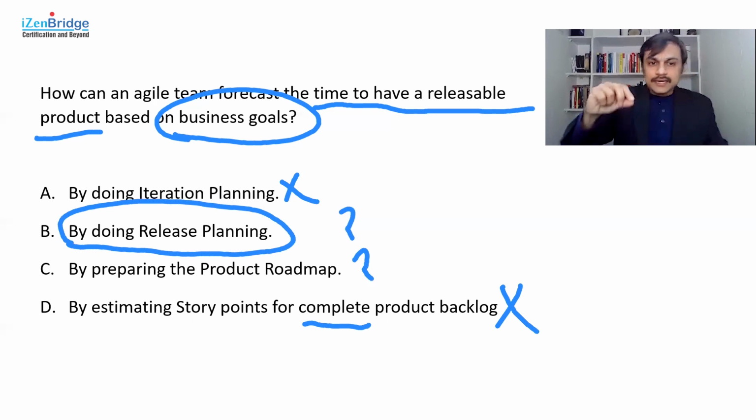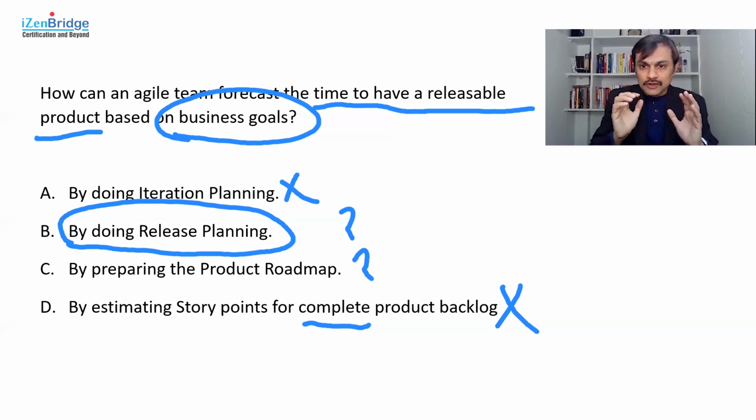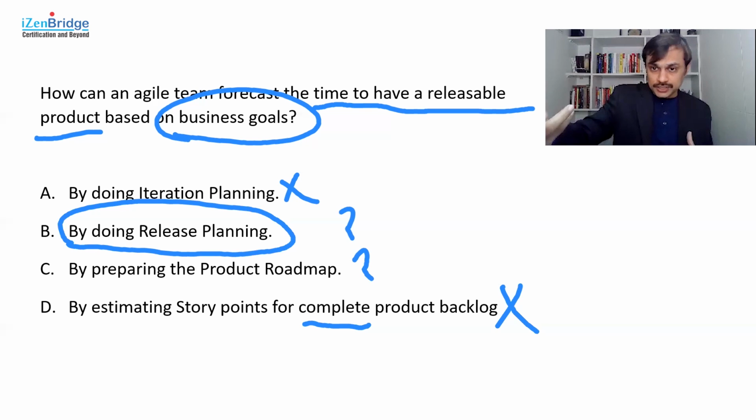The reason is that the definition of release planning is primarily inclined towards giving a forecast of a time for a releasable product for achieving a desired business goal. Whereas a product roadmap is talking about the strategic development direction. So it is more focused on setting the path rather than predicting a timeline for an upcoming business goal or an upcoming business-based release.